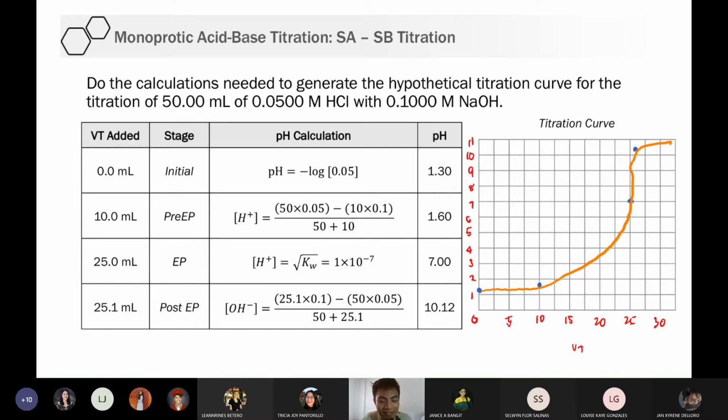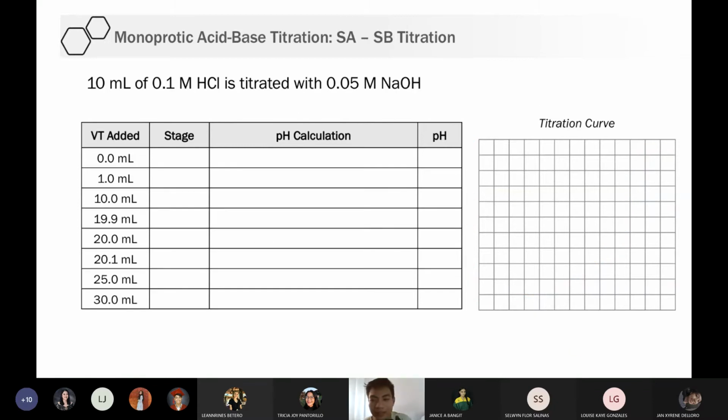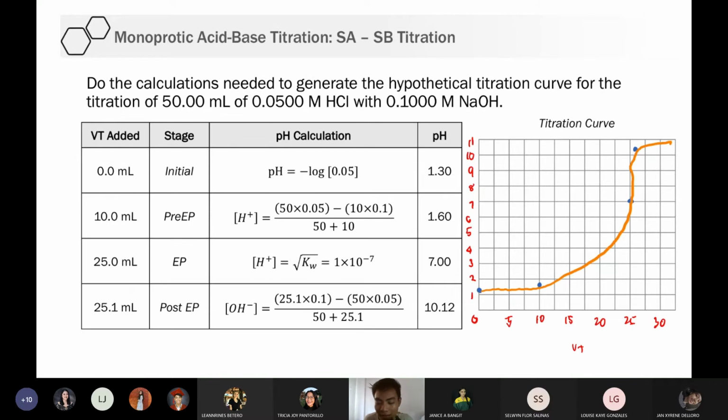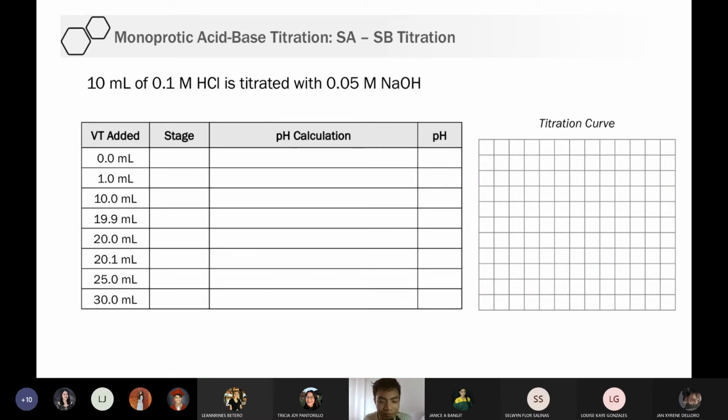Anyway, so with that, let's proceed. Nasa PowerPoint na to, nasa PDF na. Pag di nyo natapos, okay lang. Download nyo na lang PowerPoint. Let's have this exercise.